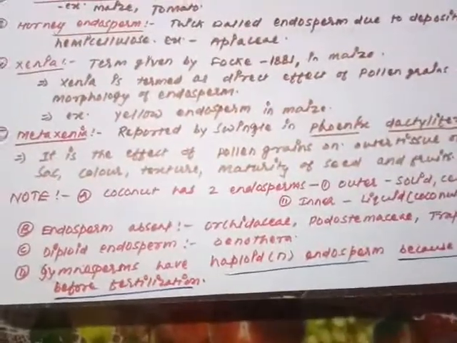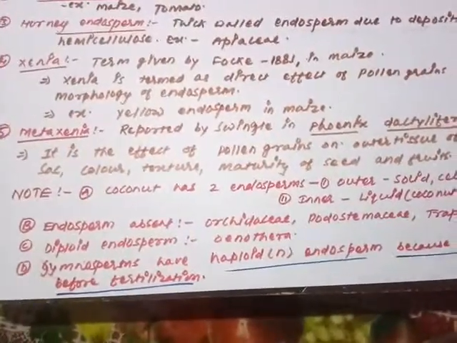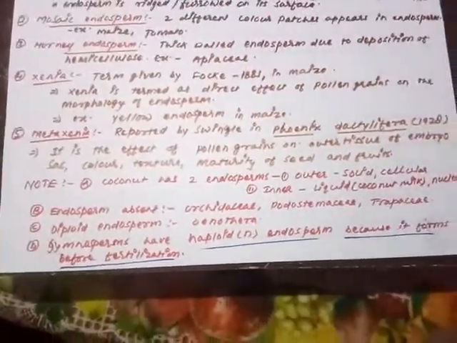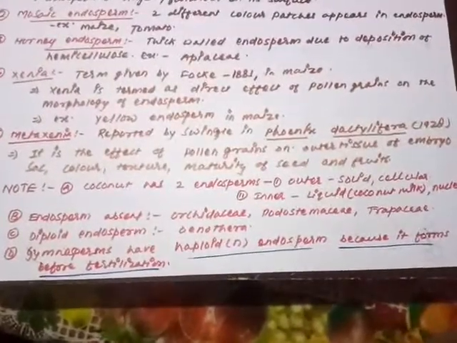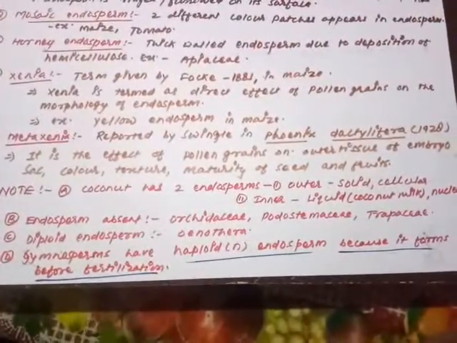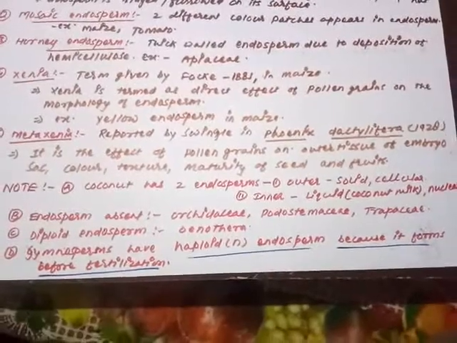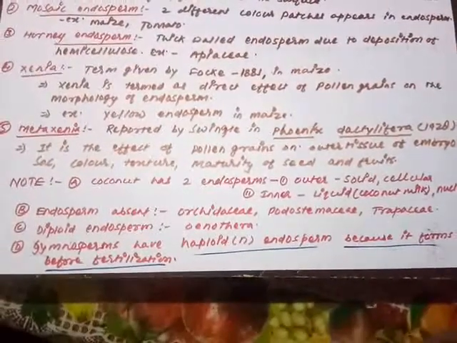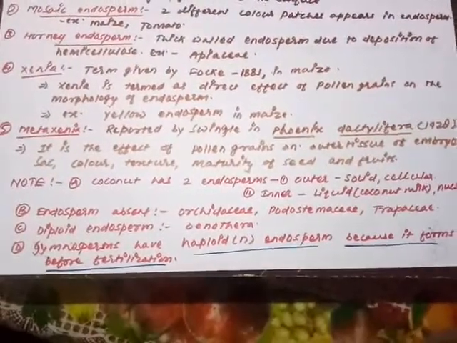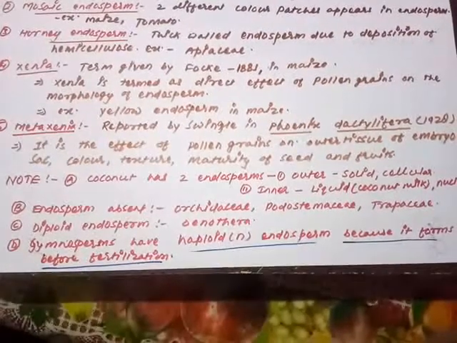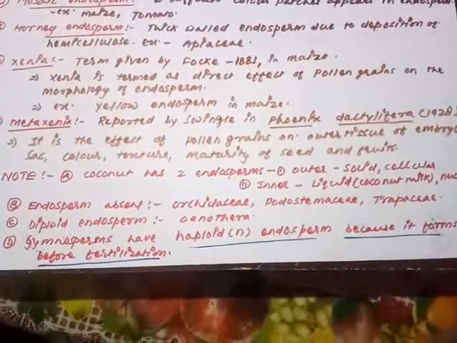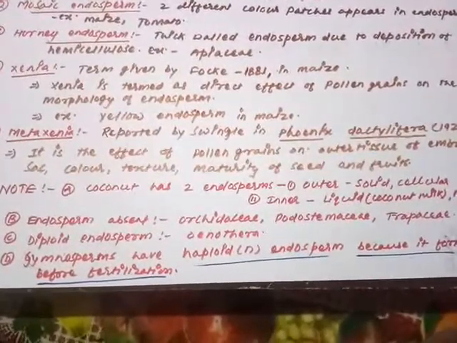Now the next one is metagenia. After xenia, the next one is metagenia. What is metagenia? Metagenia was reported by Swingle in the plant Phoenix dactylifera in 1928. Getting my point? Xenia and metagenia have some differences.